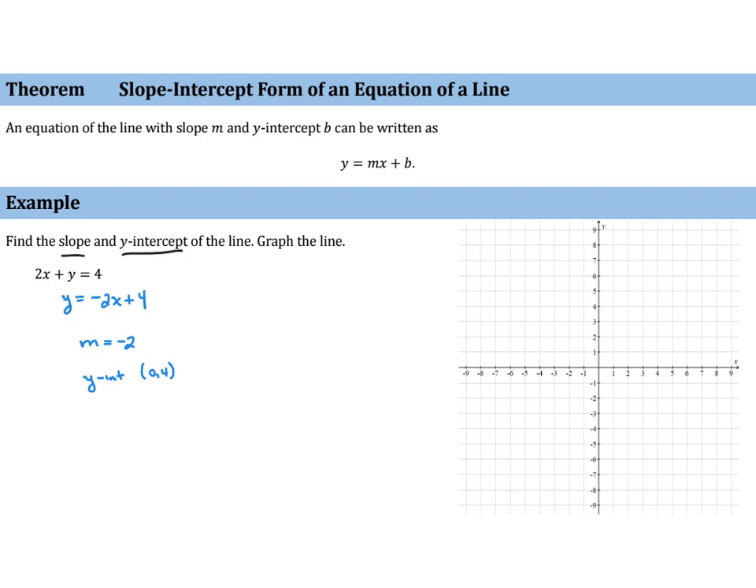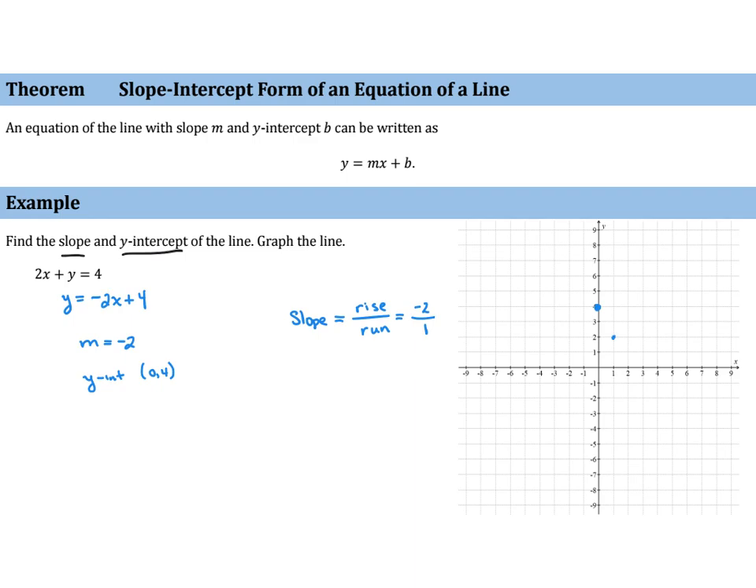Now, let's start with the point (0, 4). We always start with a point, and then from there, let's go ahead and think of our slope as a fraction. Remember, rise over run. So we have negative 2 for the slope. We can think of that as negative 2 over 1. So our rise would be negative 2, which means we would go down from our starting point. So down 2, and then to the right 1.